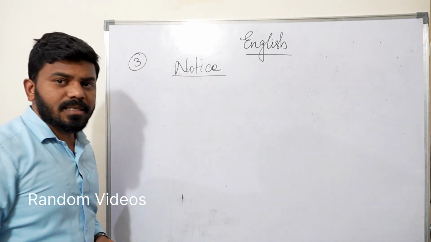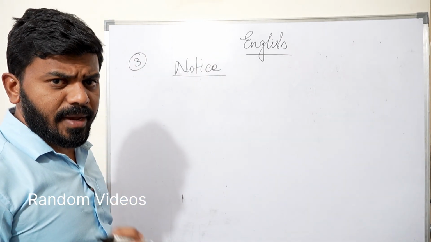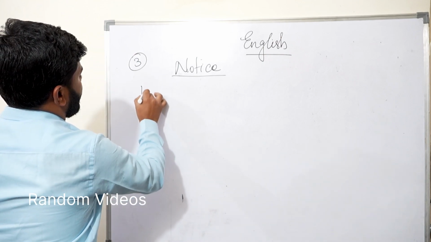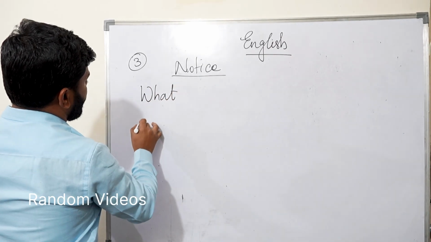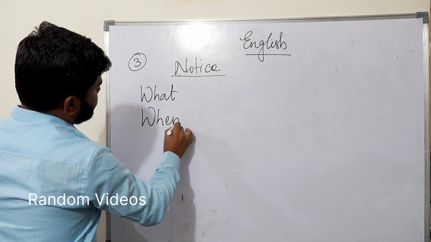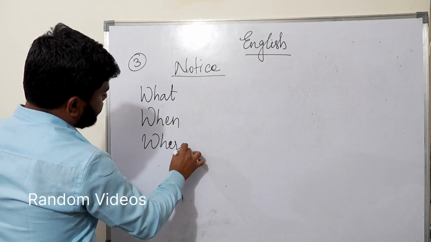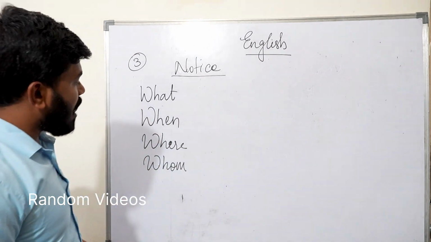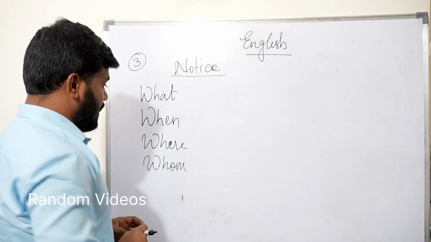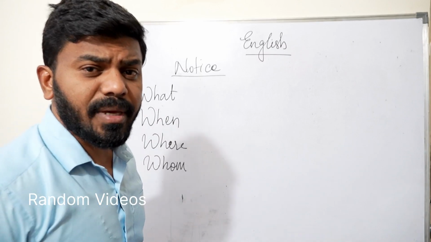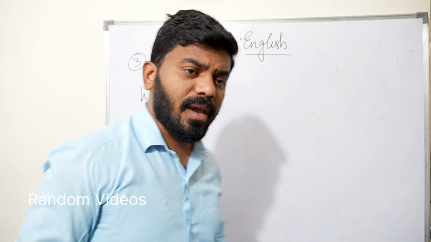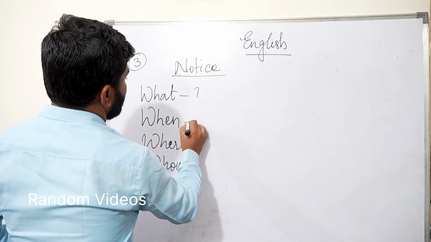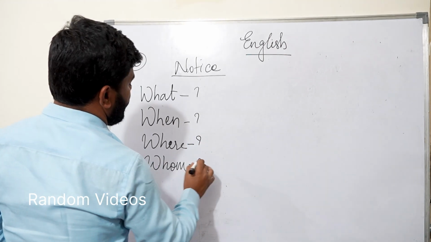So when you want to write an effective notice, you must answer 4 questions. What, when, where and whom. If you are able to answer these 4 questions properly, you will definitely get 5 on 5 in the board examination. So what is this what, when, where and whom?